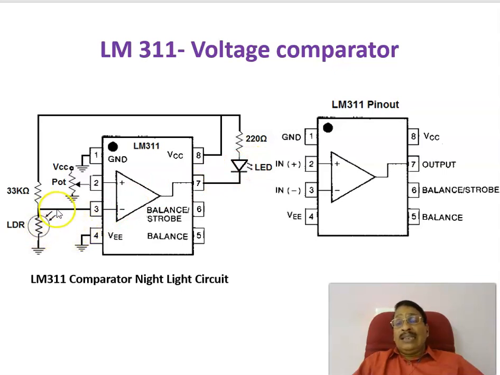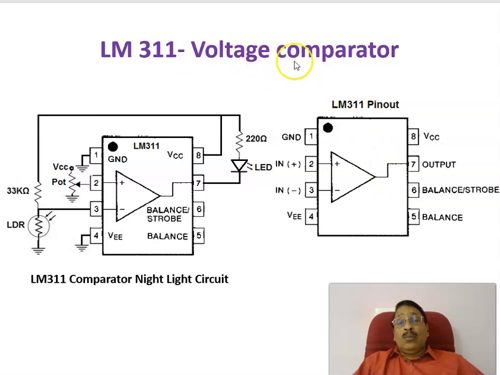During the daytime, this resistance will be less, so this voltage goes lower than the voltage at point 2, and the output becomes high. The LED won't glow, because once the output is high there won't be any current through the LED. This is just to show the application of a voltage comparator in a night light circuit.